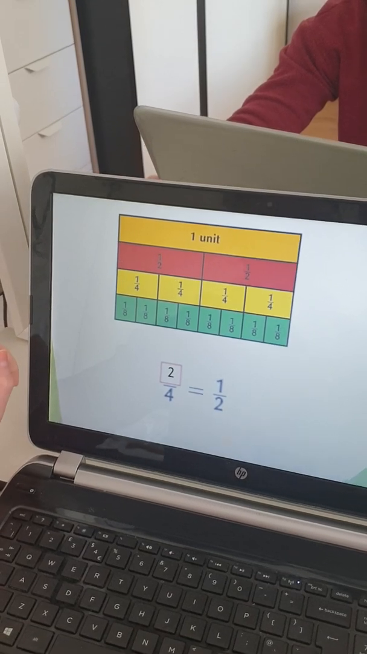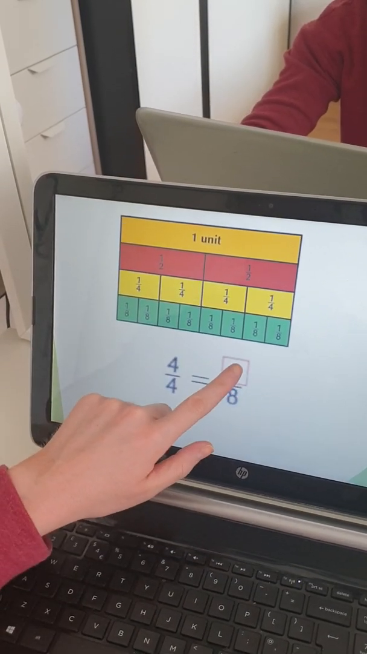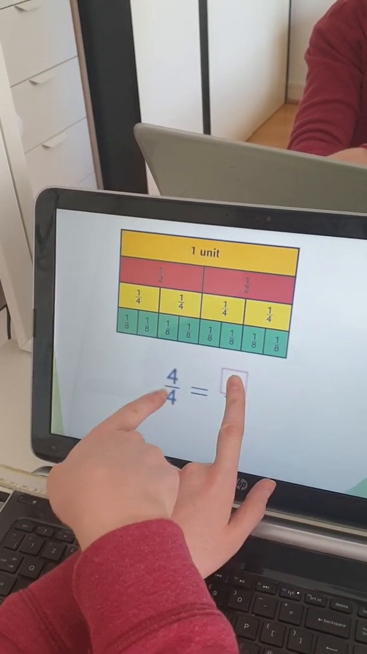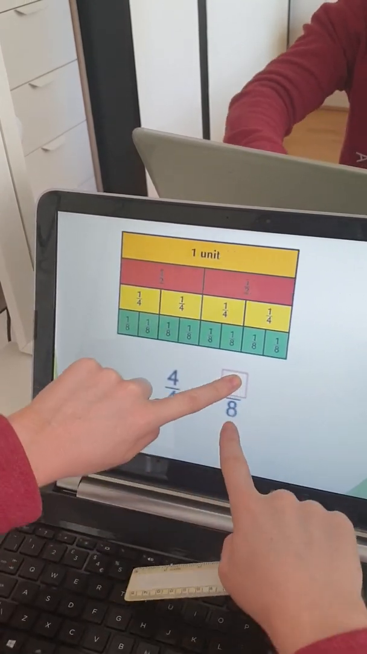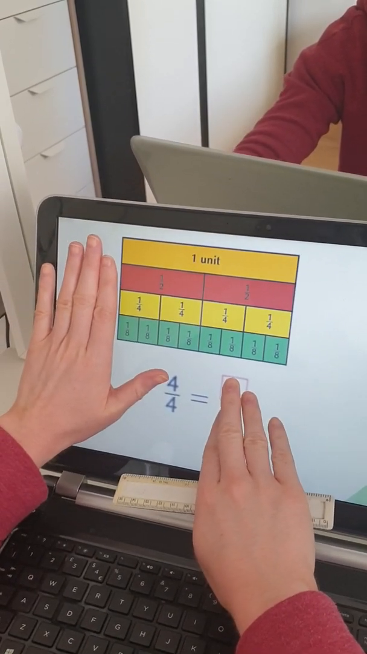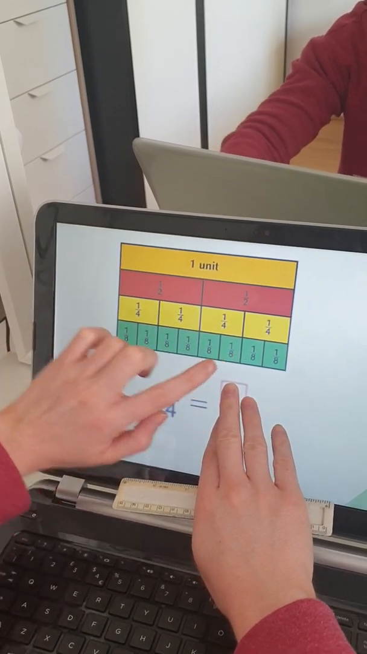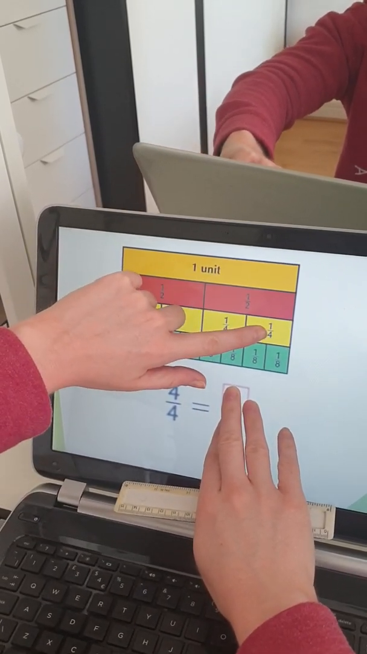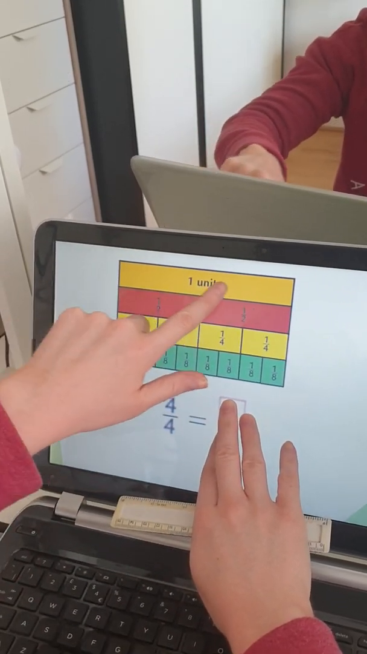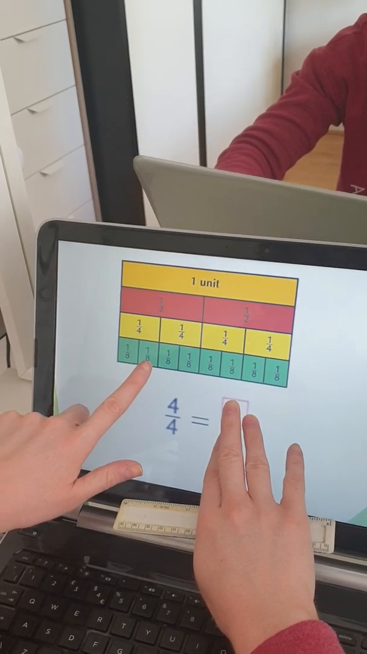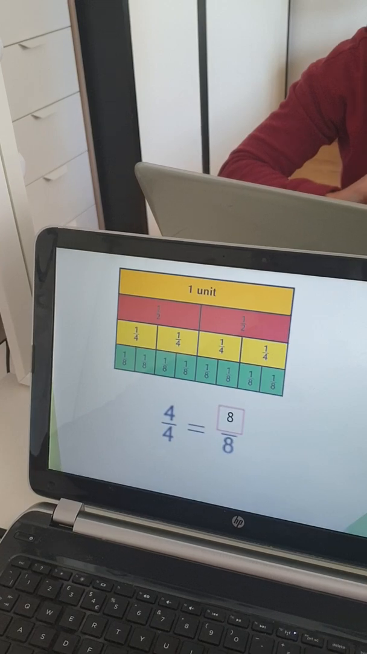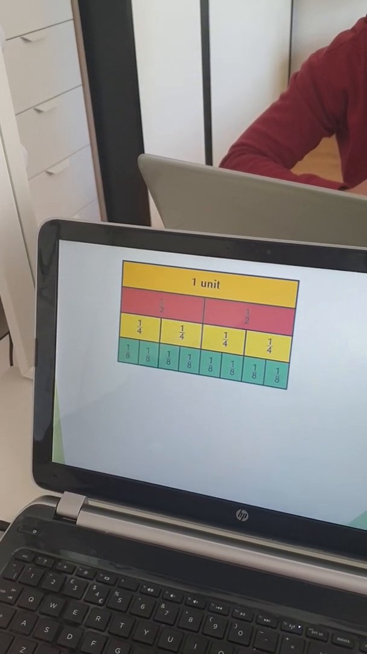Now remember, this is all revision. We've done all this before. Let's see here. Okay, it's kind of given us our answer already. So 4 quarters is equal to how many eighths? Okay, so remember, you pop your hand here and you count how many eighths is the same as 4 quarters, all right? So 4 quarters is actually the same as 1 unit. So we have 1, 2, 3, 4, 5, 6, 7, 8. And that is correct. Let's do one more.